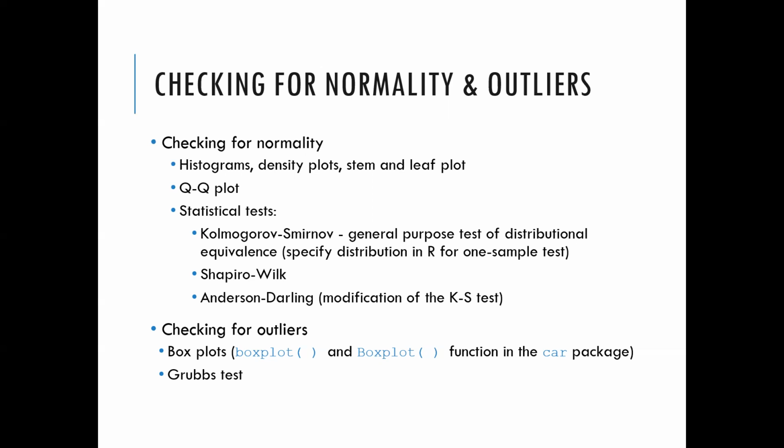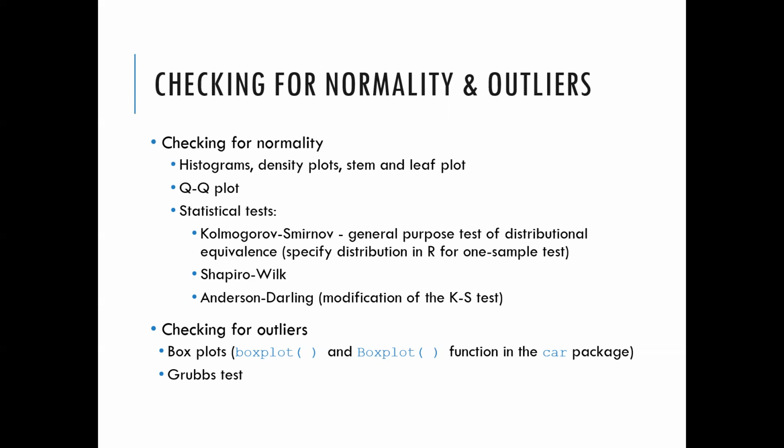Another way we can check for normality is using QQ plots, which we discussed in lecture 2. And then there are a number of statistical tests that we can use to check for normality as well. The first test, the KS test, is actually just a general purpose test. In R, when we implement this test, we do have to specify the distribution for a one sample test. So in our case, we would include our variable, and then we would specify that we're testing against a normal distribution.